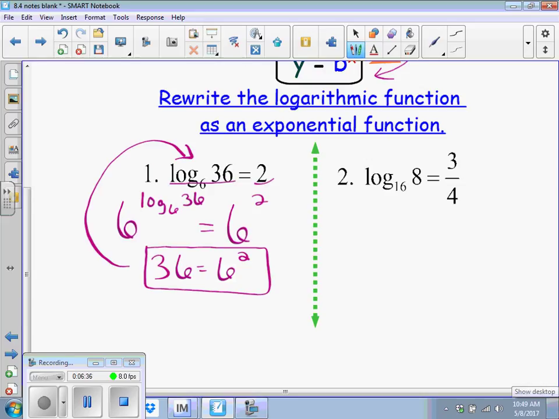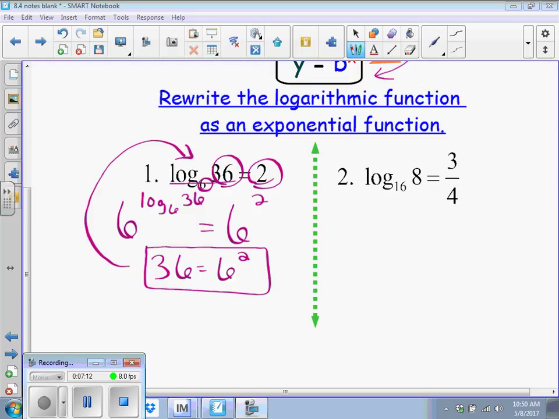Now, eventually, you can skip that middle step. You'll start to see 6 to the second power equals 36. So if you remember that the base for your log is the same thing as the base for your exponent, and your log always equals the exponent. Okay? So let's do number 2 without going through the long process. Let's just jump straight to the exponential form.